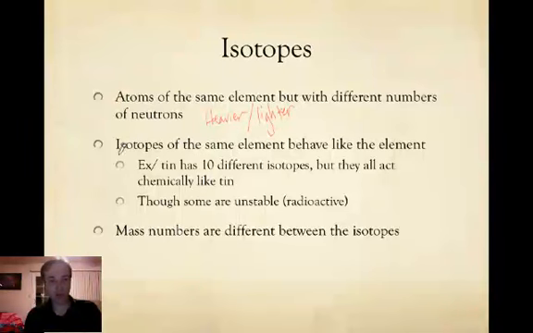Okay, so isotopes of the same element behave like the element. Chemically, they're the same. Tin has 10 different isotopes, but they all act like tin. The only difference you may run into is that some are going to be unstable. Those extra or fewer numbers of neutrons could make them unstable and essentially make them radioactive. The mass numbers are different, that's all. What is the same is the atomic number. So the atomic number must be the same. If it's not the same, then it's not the same element.